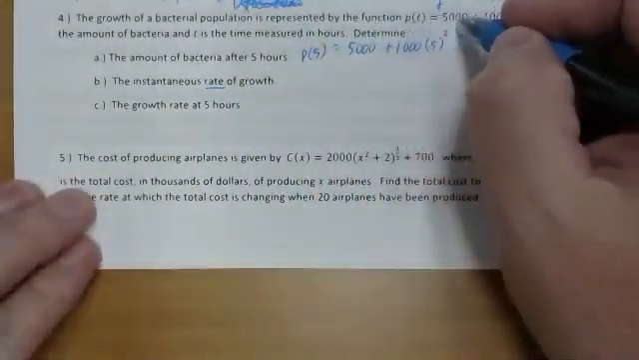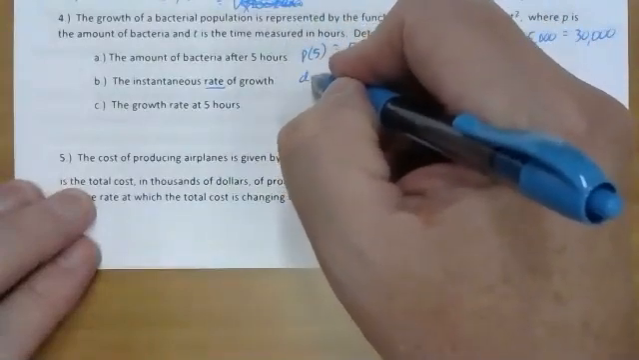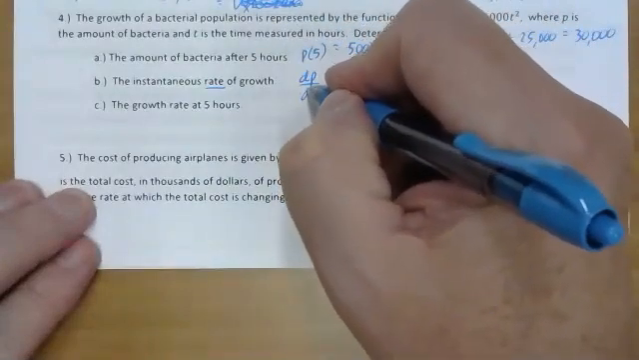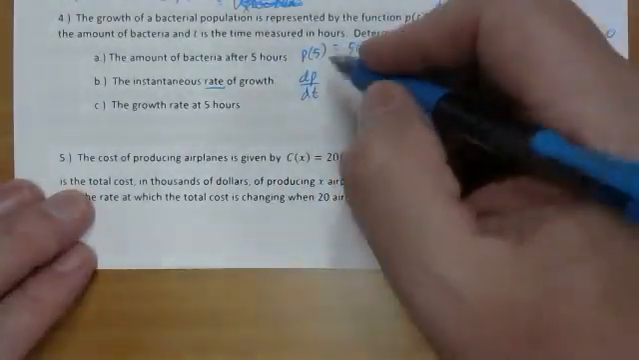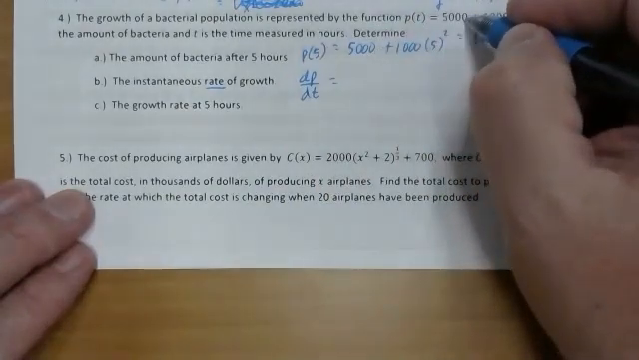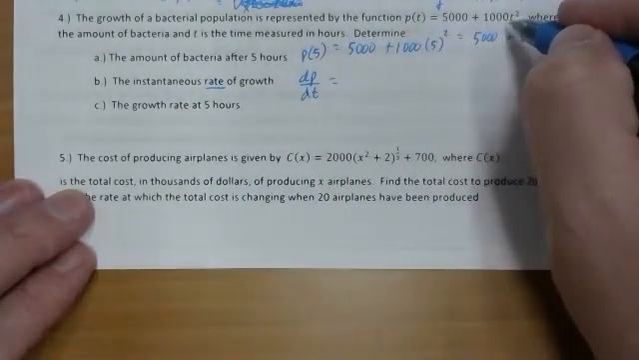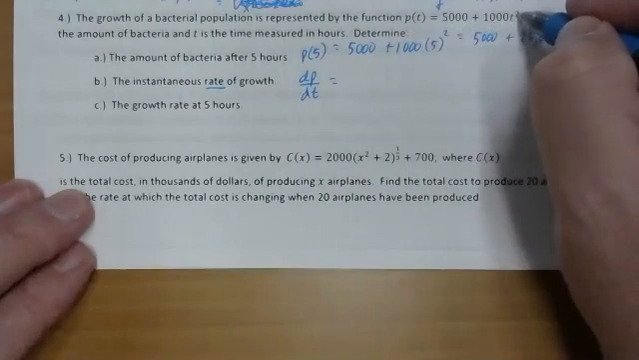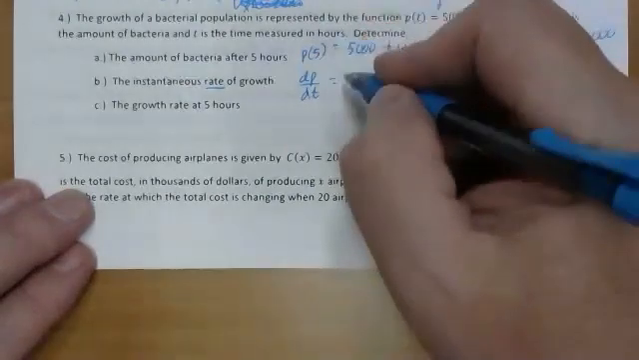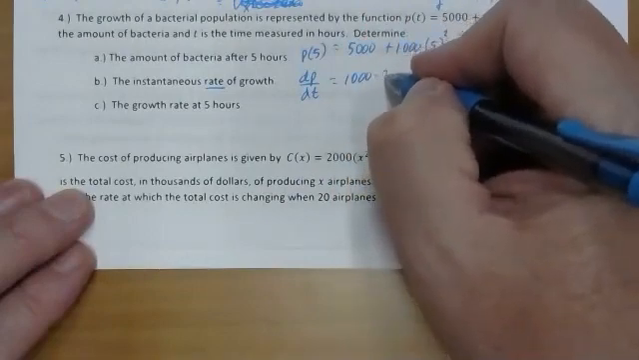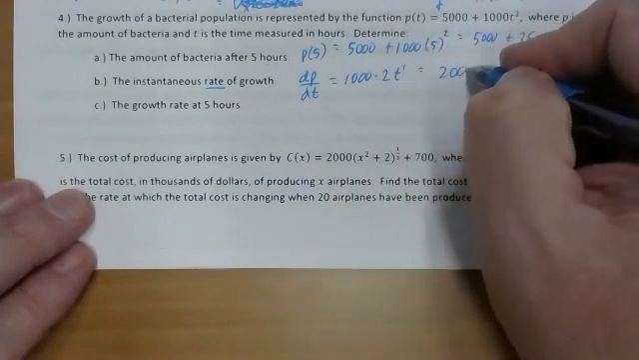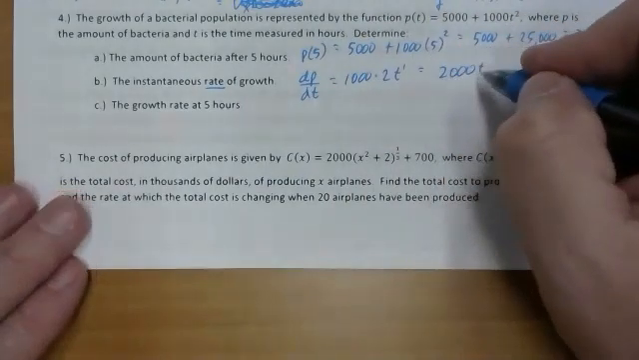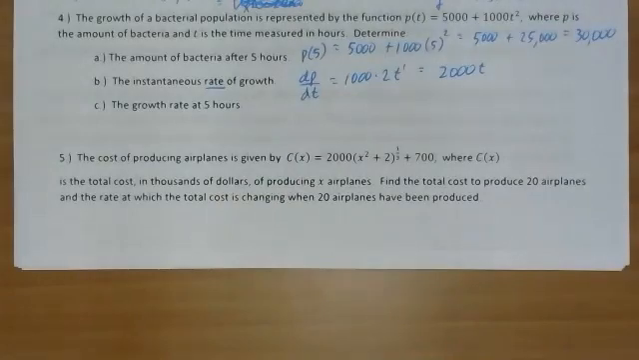So basically, I've got my equation here. If I want to know the rate of growth, I'm going to take the derivative of this. Derivative of 5,000 is 0. Derivative of 1,000 t squared, I just use the power rule. 1,000 times 2t to the first. So this is an equation for the instantaneous growth rate.